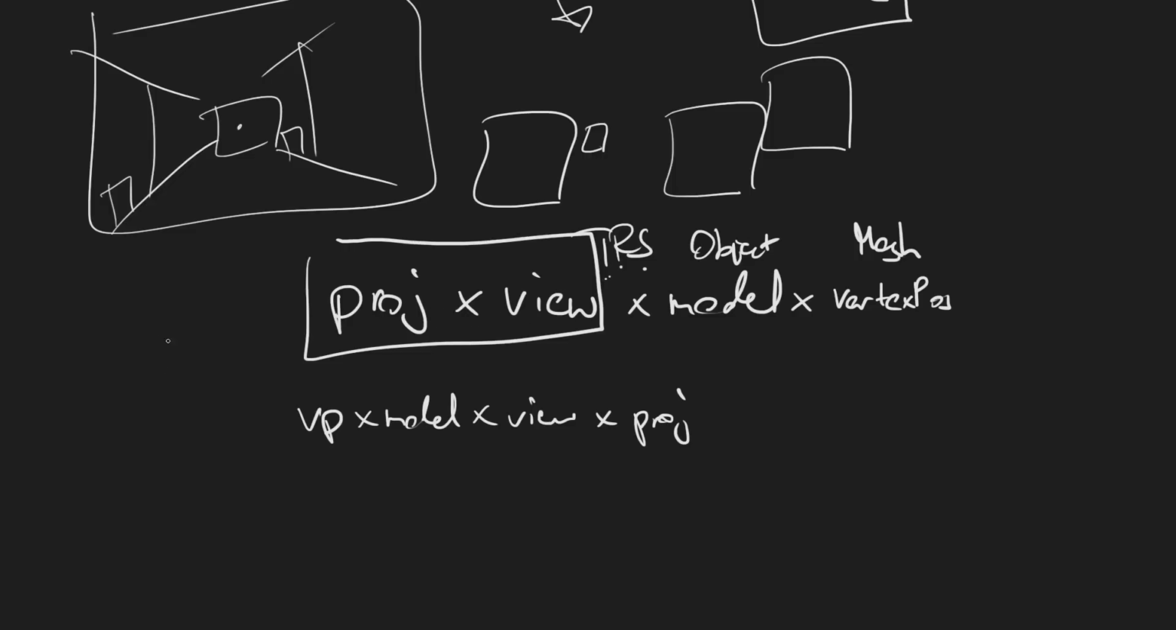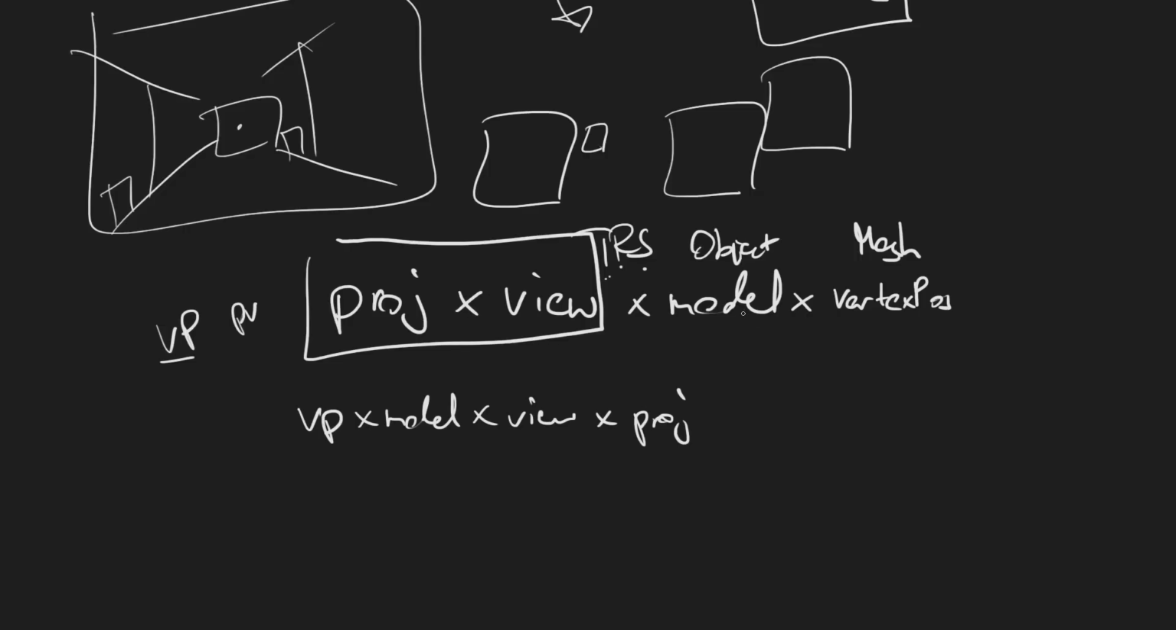And you'd probably call that something like VP, or PV. Usually you'd call it VP just because that's kind of the DirectX way of doing things. But the view projection matrix is just projection times view in OpenGL. So you have that and you can kind of just use that.